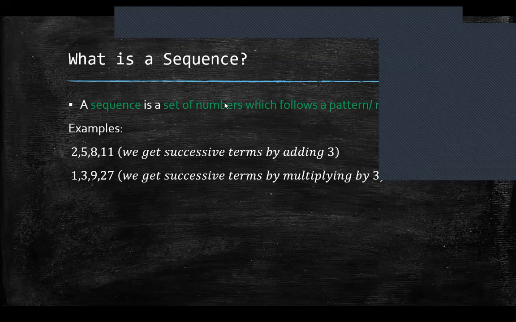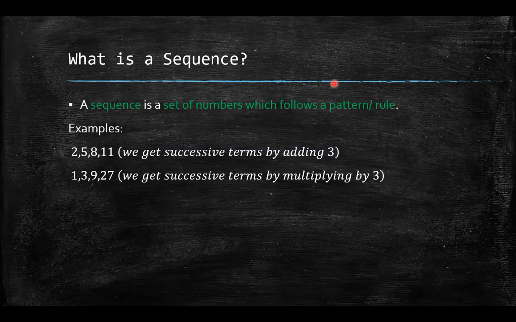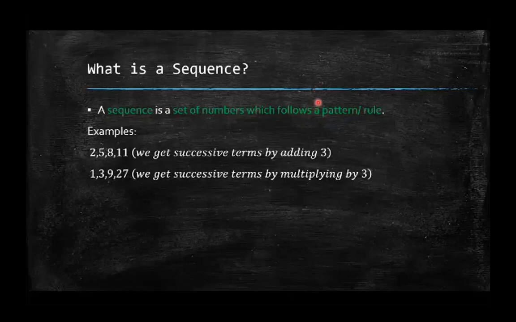Right. So what is a sequence? A sequence is a set of numbers which follows a pattern or rule. For example, 2, 5, 8, 11. This does follow a pattern because for each successive term, we have to add 3. 2 plus 3 is 5, 5 plus 3 is 8, 8 plus 3 is 11. So yes, it follows a pattern, therefore this is a sequence.